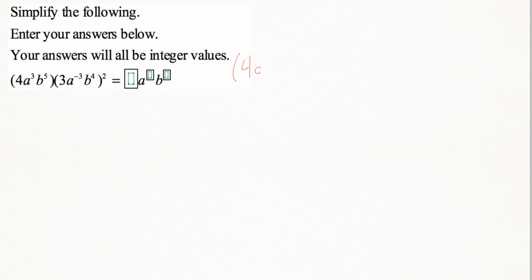So when I look at this problem, I've got my first term, and then I've got my second term here. So a to the -3, b to the 4, and then that whole thing is squared. The first rule that we want to worry about is we have powers to powers going on right now. So on that second piece, we've got 3a to the -3rd, b to the 4th, and all of that's raised to a power.